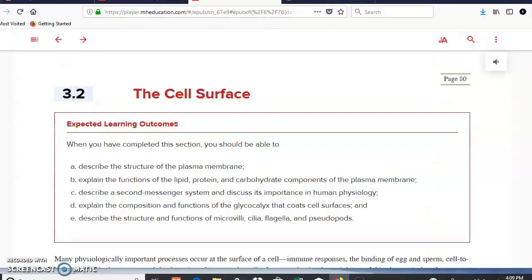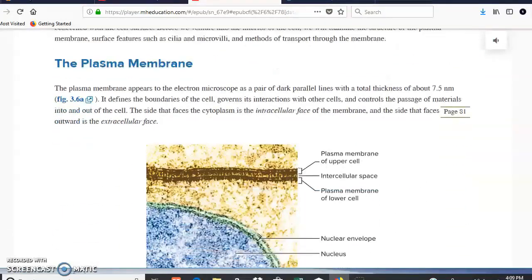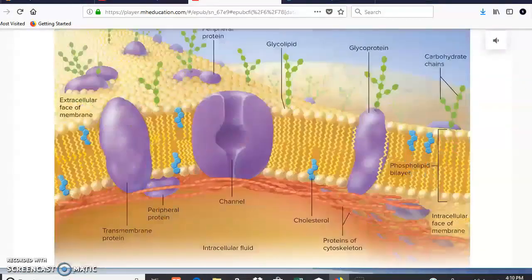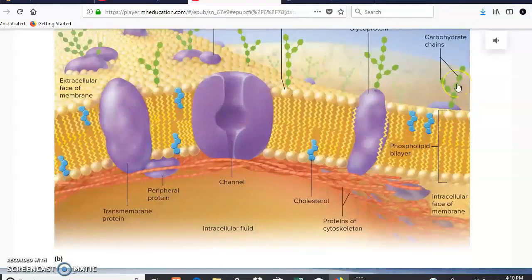Okay, the next item is cell surface. Here we have the main topic, which is going to be the plasma membrane. So let's take a look at a drawing of the plasma membrane. You can see it right there. The green ones in here are going to be carbohydrates. The purple are going to be proteins. The golden ones in here are going to be phospholipids. And the blue ones are going to be cholesterol.